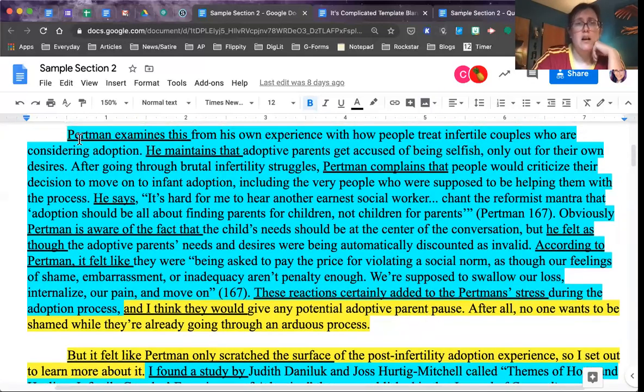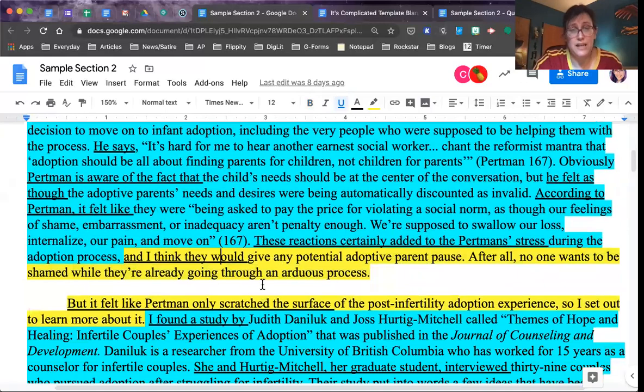So in this case, I spent a good deal of time on a couple of different things that he said, and then I make just a very brief commentary about it. I sort of bring it around to the bigger perspective, which is this idea of being shamed and going through this really tough process. And then I use that as a transition into where my research went. And I say, but it felt like Pertman only scratched the surface of the post-infertility adoption experience. So I set out to learn more about it.